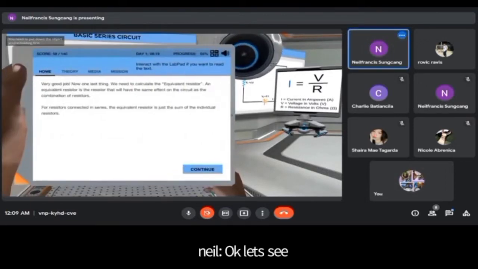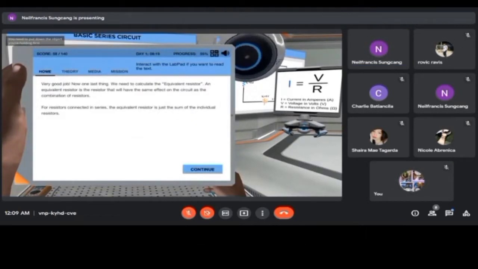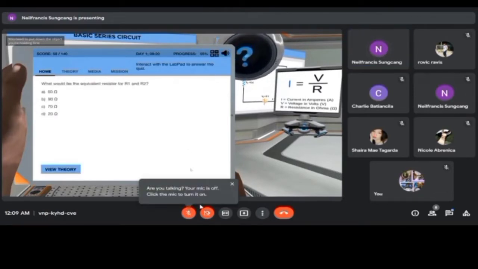Very good job. Now one last thing. We need to calculate the equivalent resistor. An equivalent resistor is the resistor that will have the same effect on the circuit as the combination of resistors. For resistors connected in series, the equivalent resistor is just the sum of the individual resistors. What would be the equivalent resistor for R1 and R2?